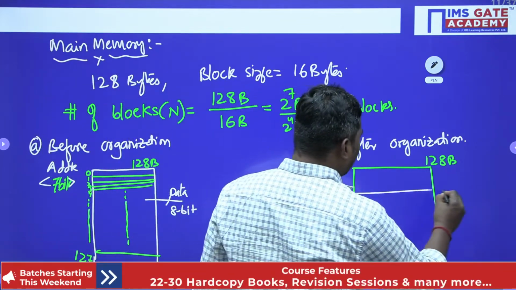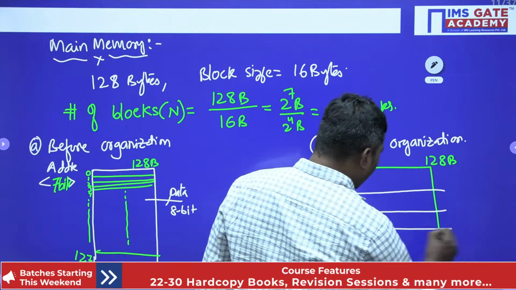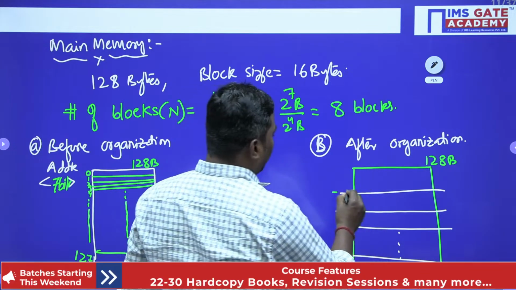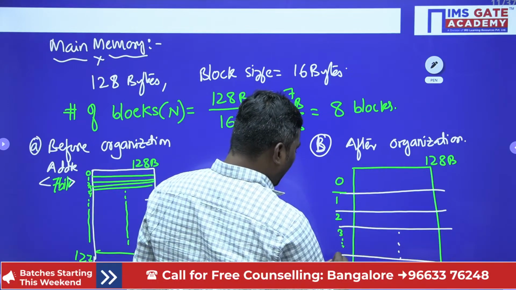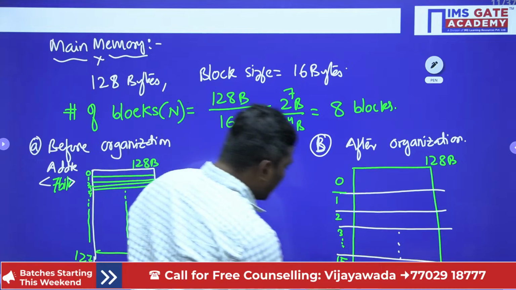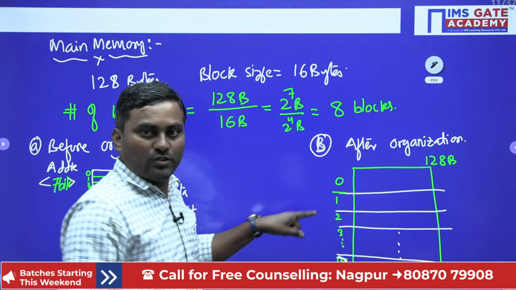So I am dividing it into block number 1, block number 2, block number 3, like this. How many blocks will I get? So indexing from 0, 1, 2, 3, sorry, 8 blocks you get, right? So this is 7. Total 8 blocks means 0 to 7, right?